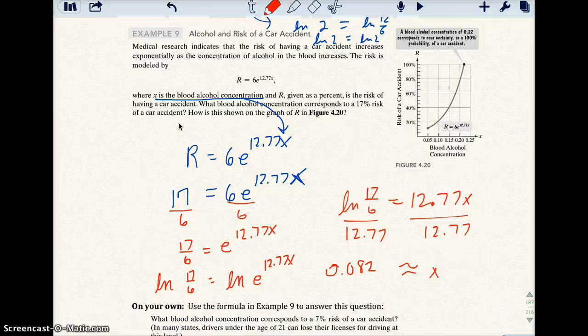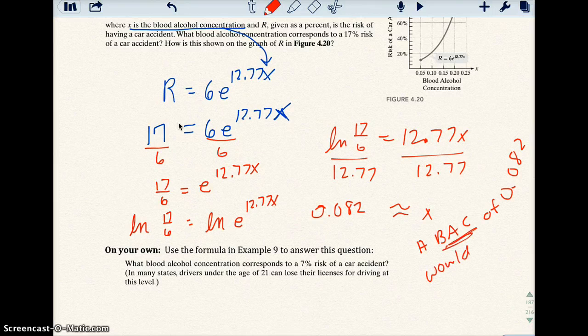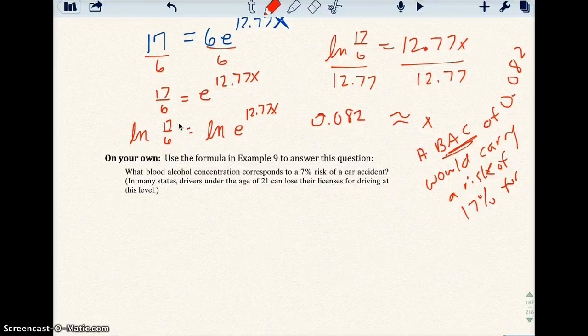Okay, so here's my sentence. A blood alcohol concentration of 0.082 would carry a risk of 17% for a car accident. That's a pretty high risk. You don't want to have any risk at all. A 17% risk, that's pretty bad.